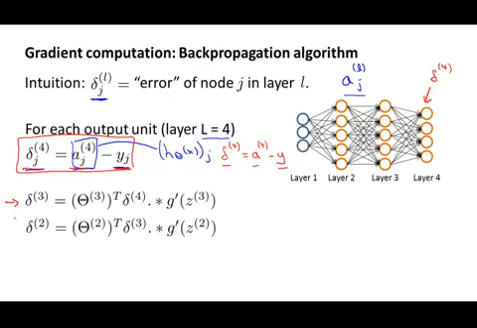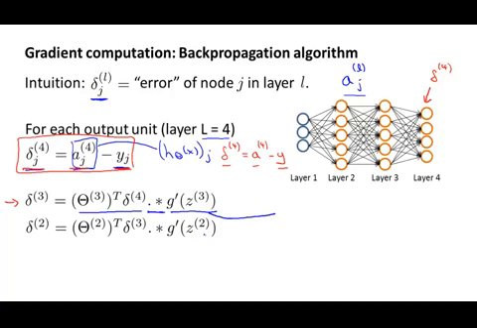Here's the formula for computing delta 3. Delta 3 is equal to theta 3 transpose times delta 4, and this dot times, this is the element-wise multiplication operation that we know from MATLAB. So theta 3 transpose delta 4, that's a vector. g prime z3, that's also a vector. And so dot times is an element-wise multiplication between these two vectors. This term g prime of z3, that formally is actually the derivative of the activation function g evaluated at the input values given by z3.